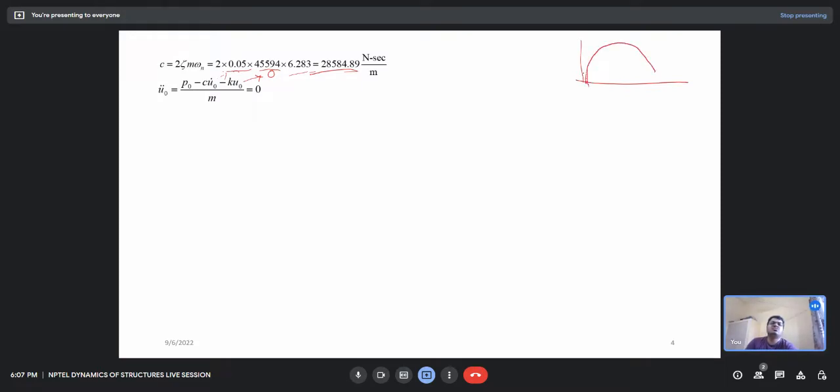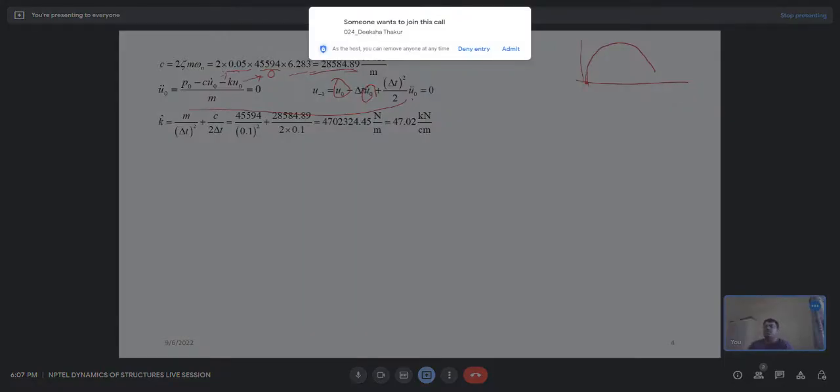At t equal to 0 my force is also 0, so my initial acceleration becomes 0. Now I have to calculate u minus 1, which is also 0, because u dot naught is given to you, and u double dot naught is from here, and u naught is also 0 as given in the system.